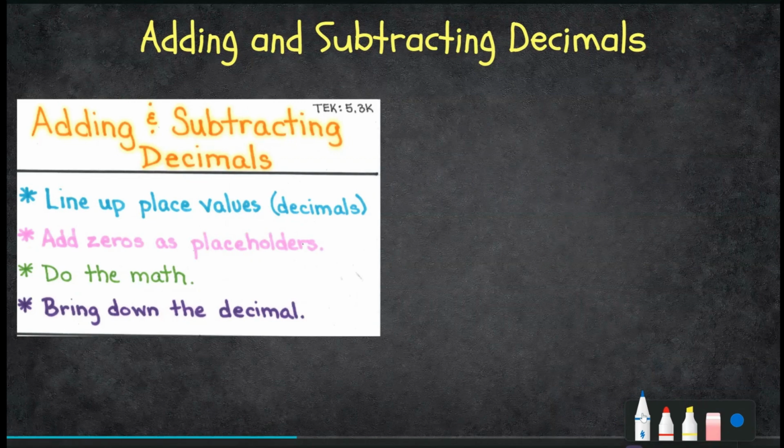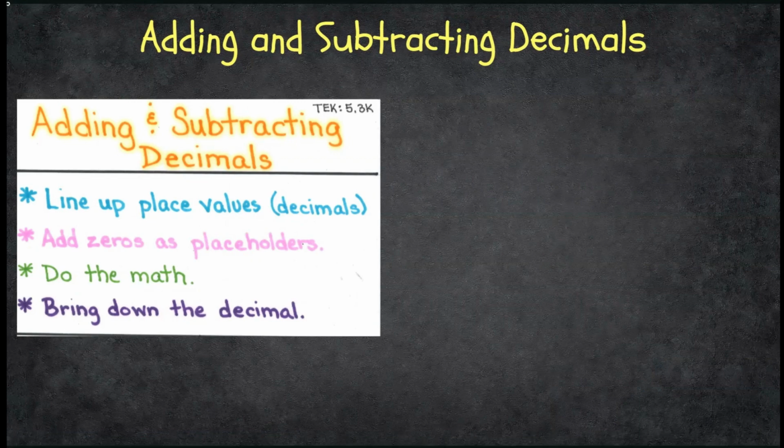So the very first thing that we want to do is make sure that we're lining up these numbers by place value. Tens with tens, ones with ones, tenths with tenths, and so on. Then we want to make sure if any number has an extra place value, we add a zero as a placeholder so they all line up. Then we're going to do the math just like normal. And then the last thing we want to remember to do is bring down our decimal into our answer.